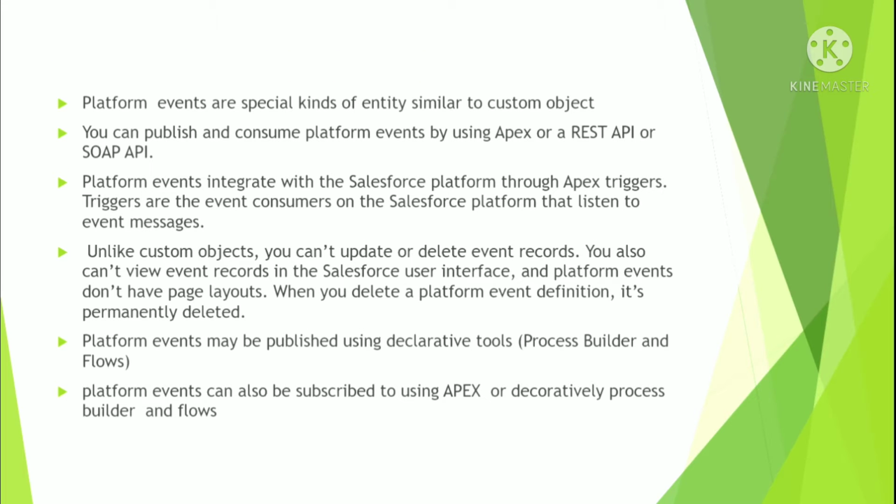So how do you create platform events? It's similar to a custom object, but it is a special kind of entity. It ends with __e, where you can create fields for platform events. You can publish and consume platform events by using Apex, REST API or SOAP API. Platform events integrate with the Salesforce platform through Apex triggers. Triggers are the event consumers on the Salesforce platform that listen to event messages. You can subscribe to the platform events that you have published through a trigger on the platform event that will listen to this event message.